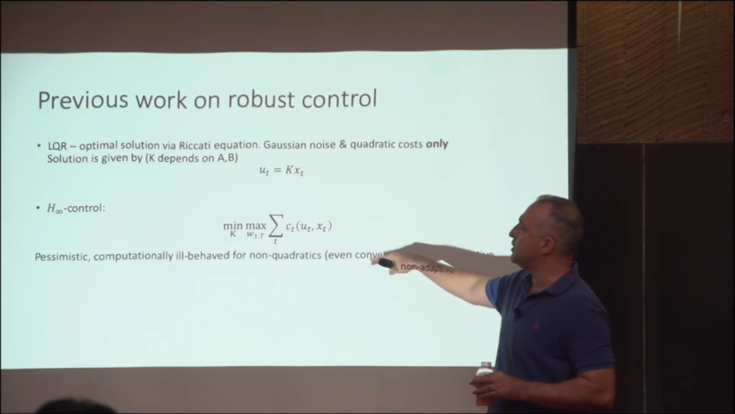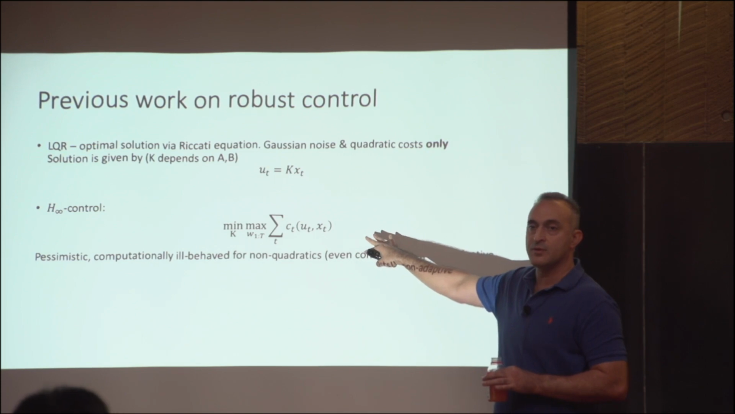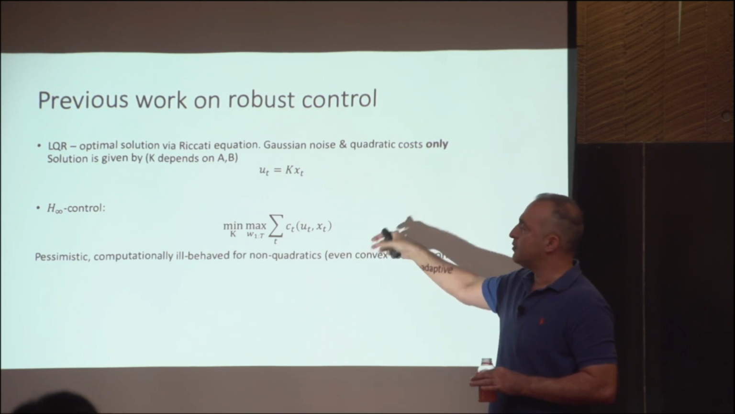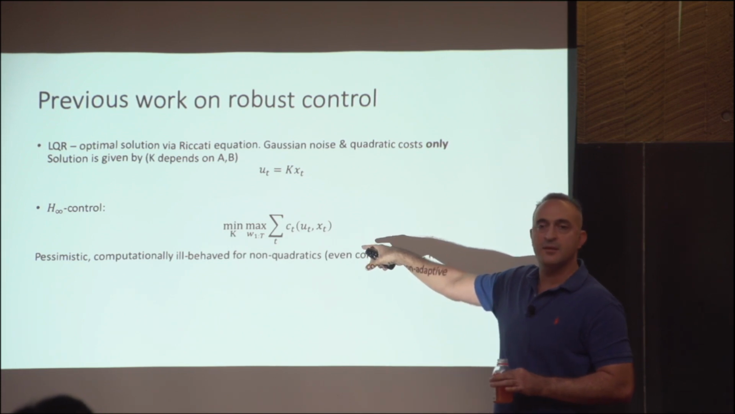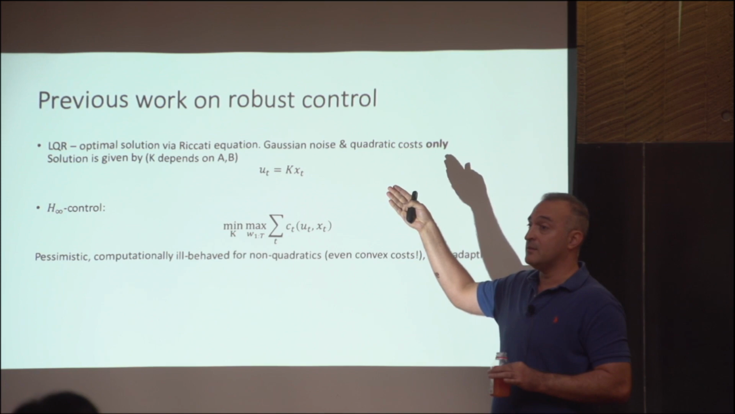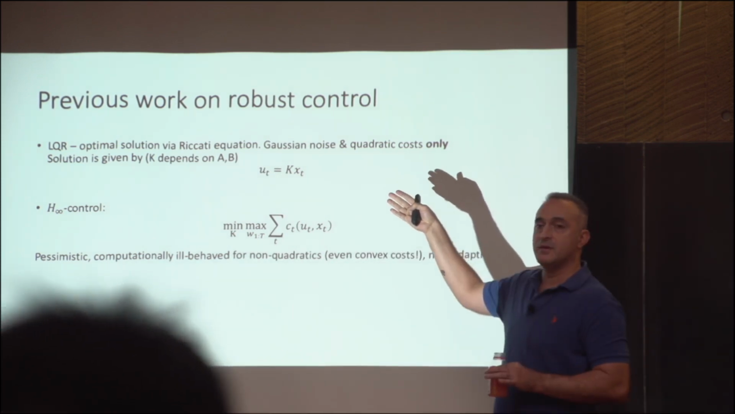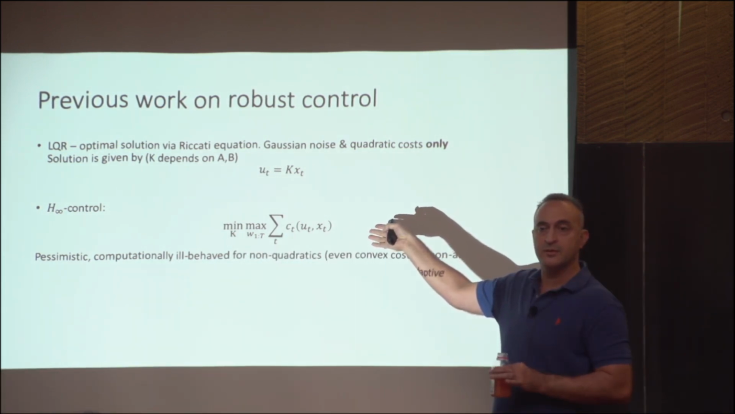There are many problems with H-infinity control, which is why it's not used very often. First of all, it's pessimistic, but also it's computationally not well behaved. This can sometimes be computed for quadratic functions, but if the functions are even convex, but not quadratic, it's not known how to compute this efficiently.